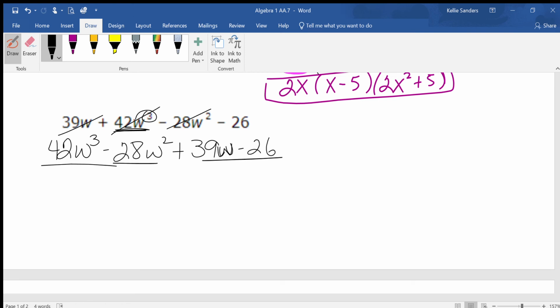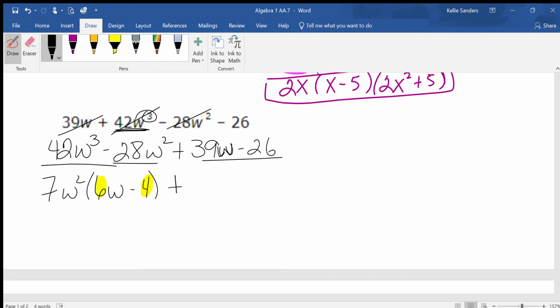42, 28, 7. So 7W squared, 6W minus 4. That row, it's not 7. You know why I know it's not 7? Because I could still take out a number between 6 and 4. I'm glad I made that mistake, so I could show you the difference. I'm going to go on for just a second though, to show you that I know that I'm wrong in another way also.